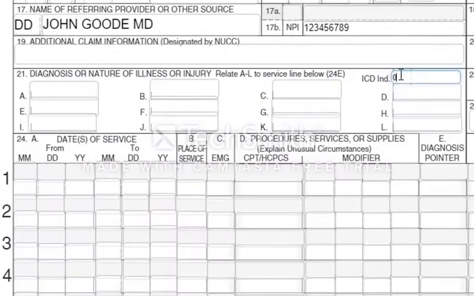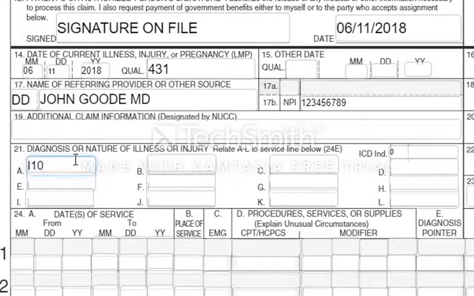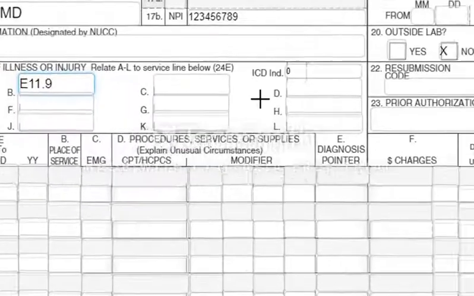With Block 21, we are going to put 0 in for our ICD indicator to indicate we are using ICD-10-CM. We're also going to type in the diagnosis codes. So if that patient has multiple diagnoses, so this patient has hypertension, which is I-10, and diabetes type 2, which is E11.9, we're going to put those in the corresponding fields.